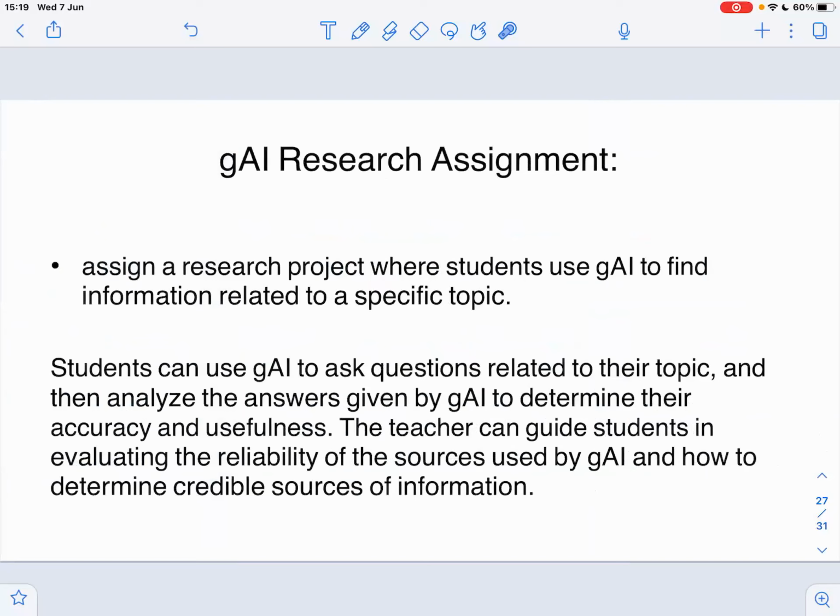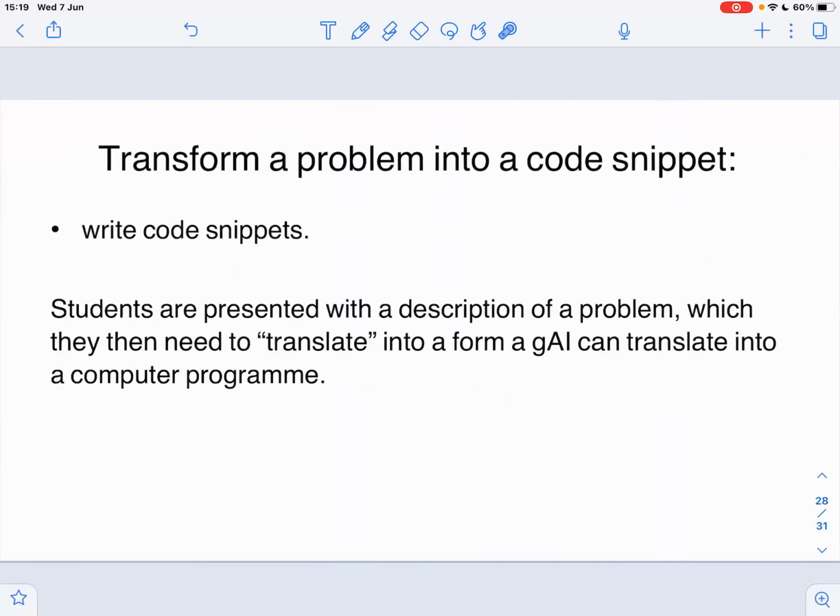Give students research assignments. Give them a research project where they can actually use generative AI to find information related to a specific topic. And then they can ask questions, they get the answers, and you can guide them through, well, let's push that a little bit. So it can be very interesting what students together with the AI come up with. And there are certainly research areas that people can utilize it.